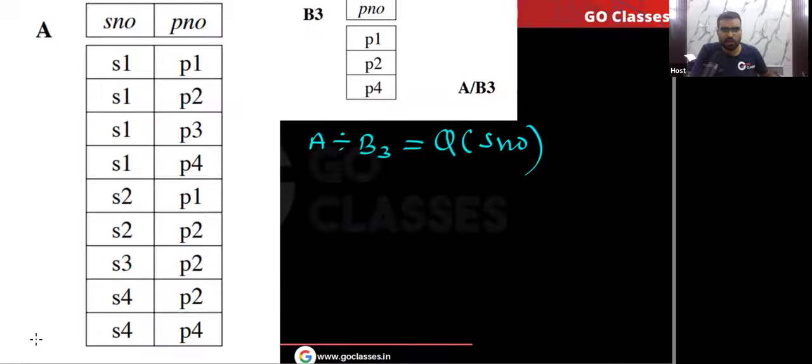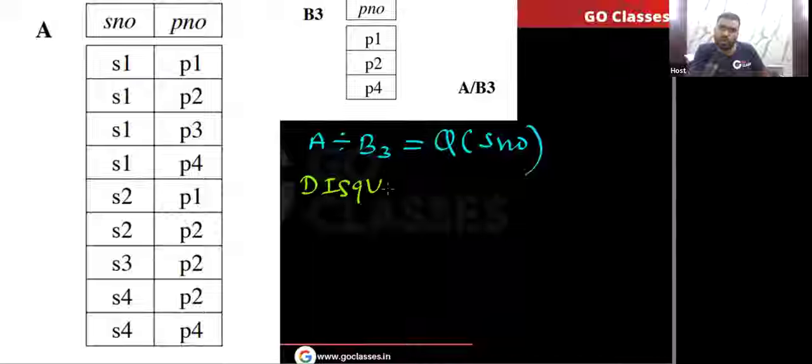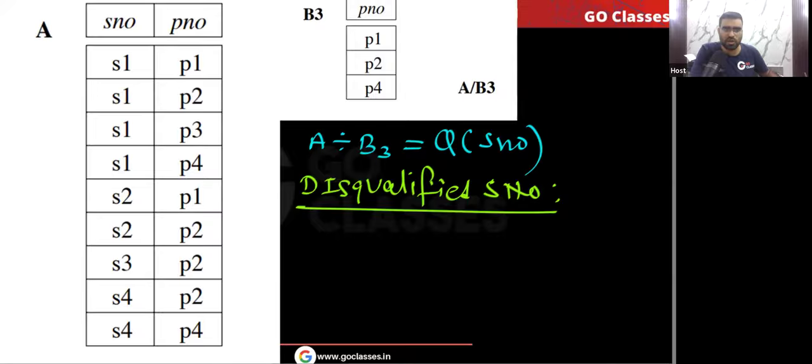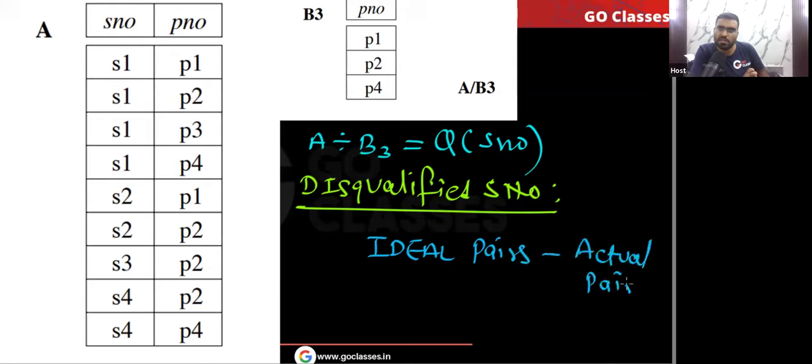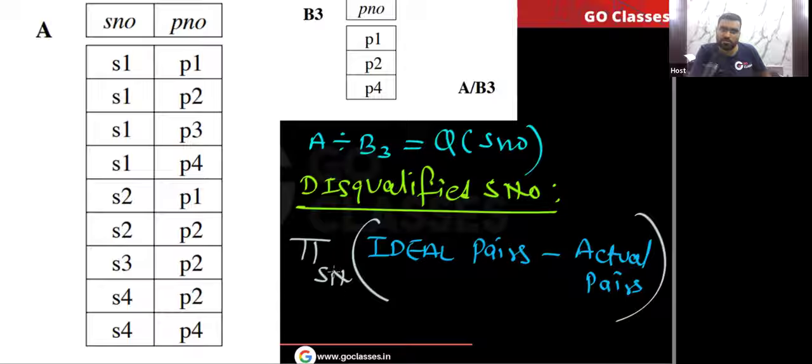Now you tell me about disqualified S numbers. How to find disqualified S numbers? You find ideal pairs minus actual pairs. These are disqualified. And from them you project S number. So tell me, ideal pairs are what?